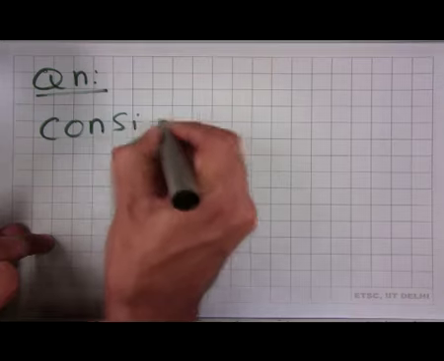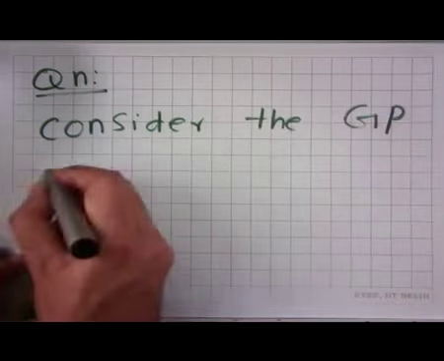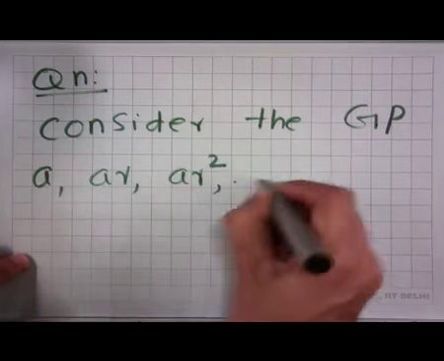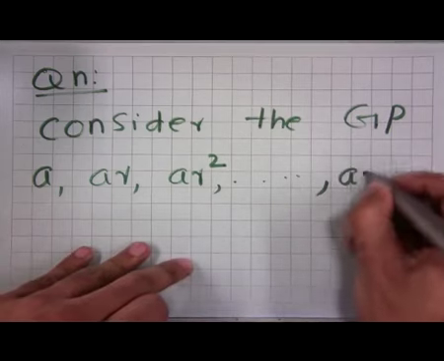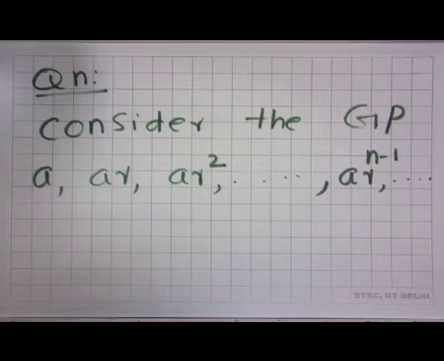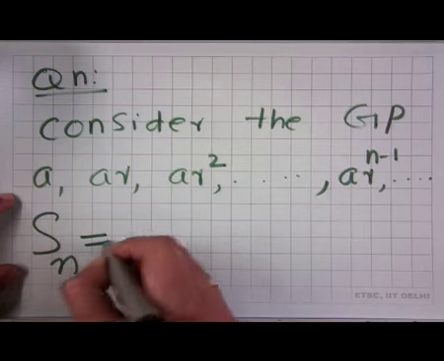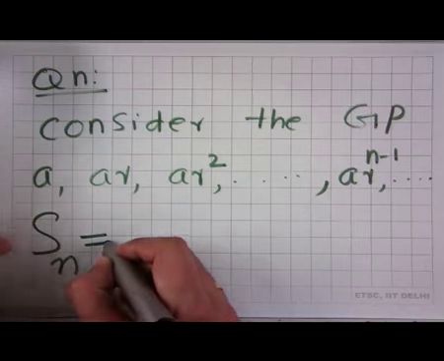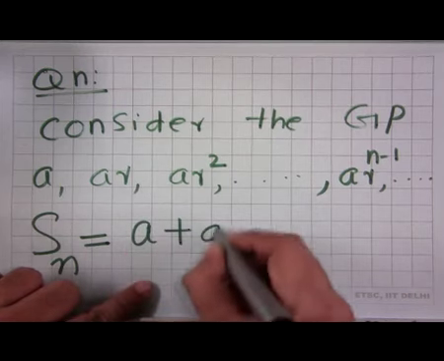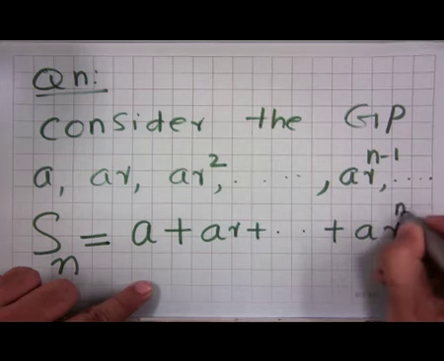Consider the GP a, ar, ar square, etc., with nth term ar power n minus 1, etc. Can we get a formula for S_n, which denotes the sum of the first n terms, a plus ar plus etc. plus ar power n minus 1?